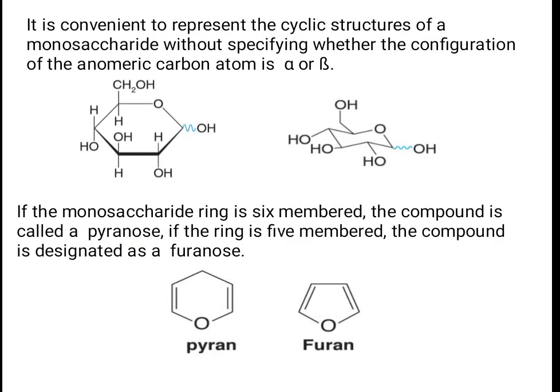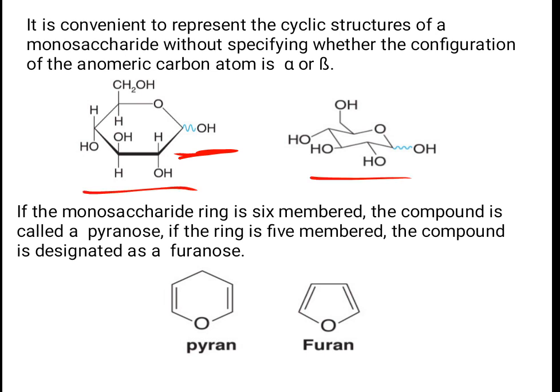It is convenient to represent the cyclic structures of a monosaccharide without specifying whether the configuration of the anomeric carbon atom is alpha or beta. That means for our convenience we just write it like this without specifying whether it is alpha or beta. This is the Haworth form, this is the chair form.